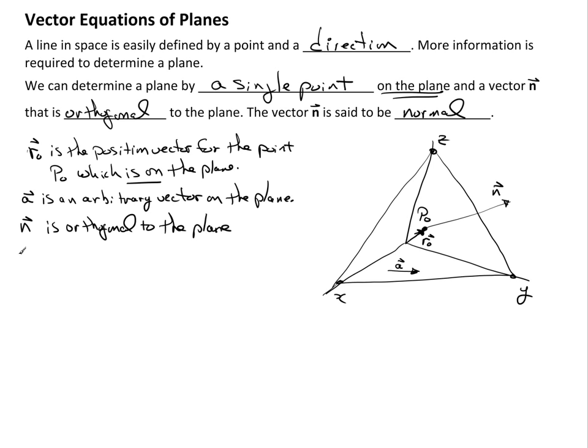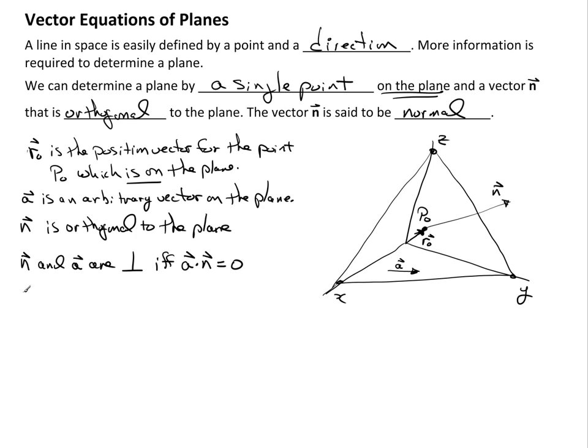Now, this vector n and a are in fact orthogonal to each other. I'm going to use perpendicular. And this is going to happen if and only if a dot n, based on the definition of the dot product, is 0.